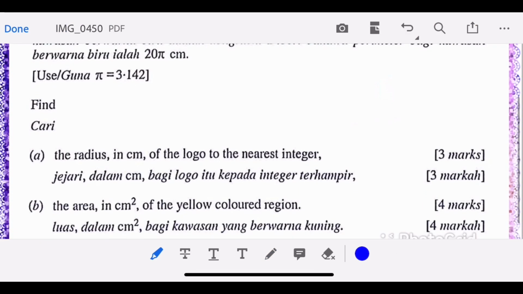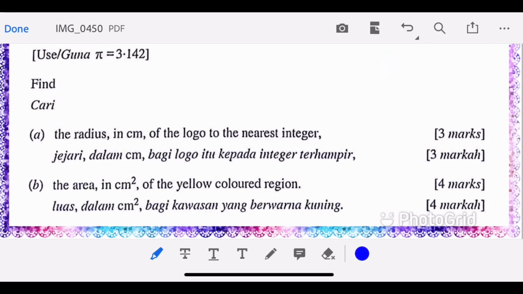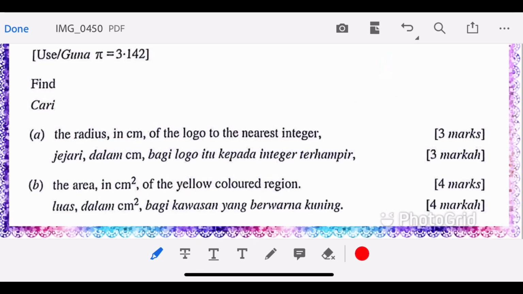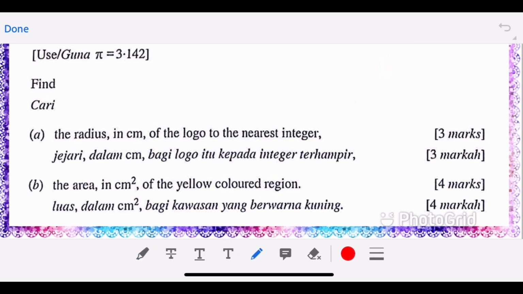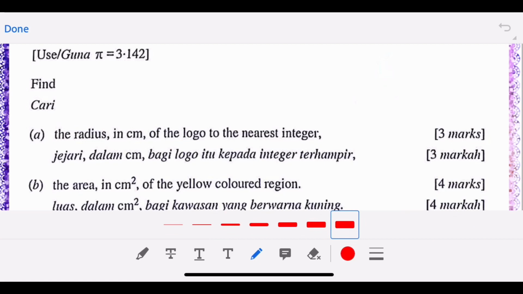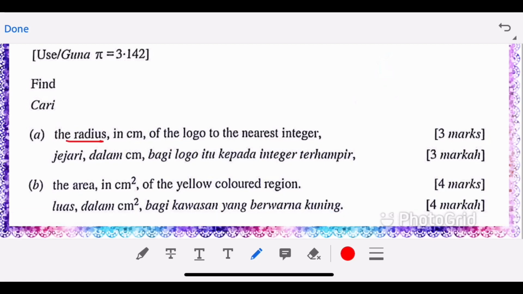So use pi. That is also very important. The pi value is given, so you have to use pi equivalent to 3.142. Then find the radius of the logo to the nearest integer.